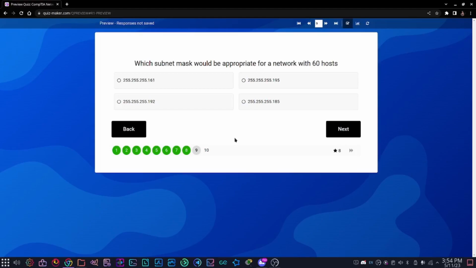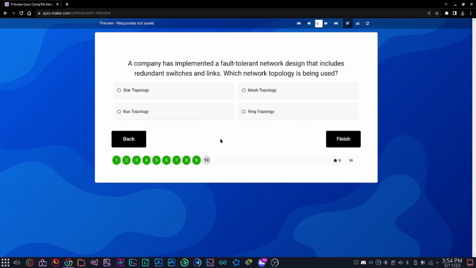Which subnet mask would be appropriate for a network with 60 hosts? I'm just going to shorten these so you can get through it quicker. We have 255.255.255.161, 255.195, 255.192, or 255.185. The answer for this one is going to be .192, the correct answer for 60 hosts. Like I said, I will explain in another video exactly how to do subnetting, but I don't have time to do it in this video, so we're just going to continue.